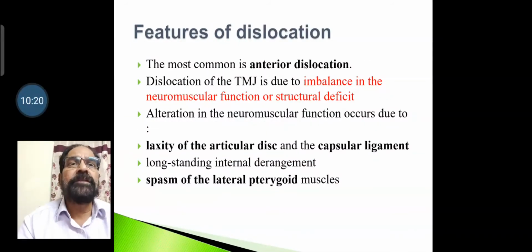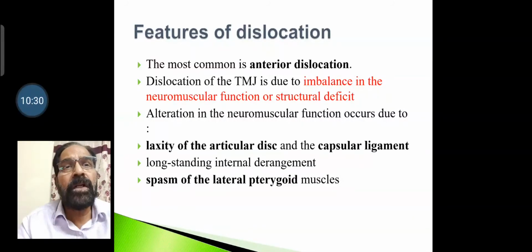Features of dislocation. The most common is the anterior dislocation. Dislocation of the temporomandibular joint is due to imbalance in the neuromuscular function or also structural deficit. Alteration in the neuromuscular function can occur due to laxity of the articular disc and the capsular ligament, long-standing internal derangement, or spasm of lateral pterygoid muscles.